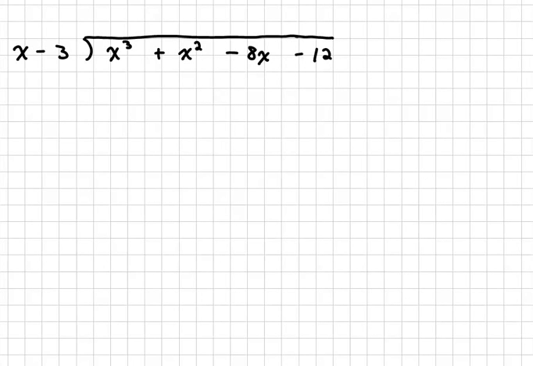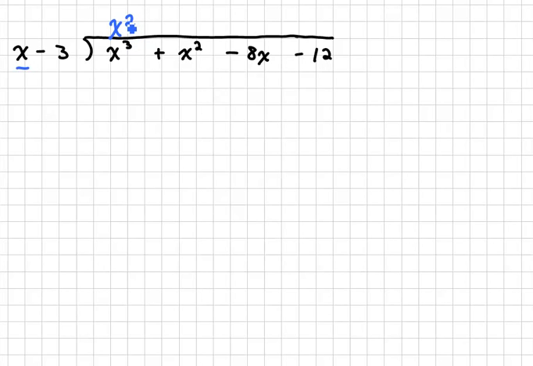So here's an example of dividing polynomials. We're dividing x minus 3 into x cubed plus x squared minus 8x minus 12. You want to think of this just like you would long division. I'm going to look at the first term, x, and ask how many times does x go into x cubed, and that's x squared times.